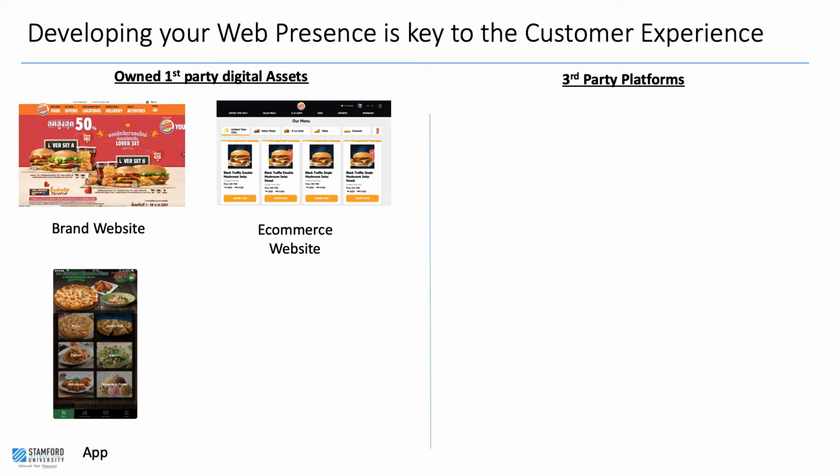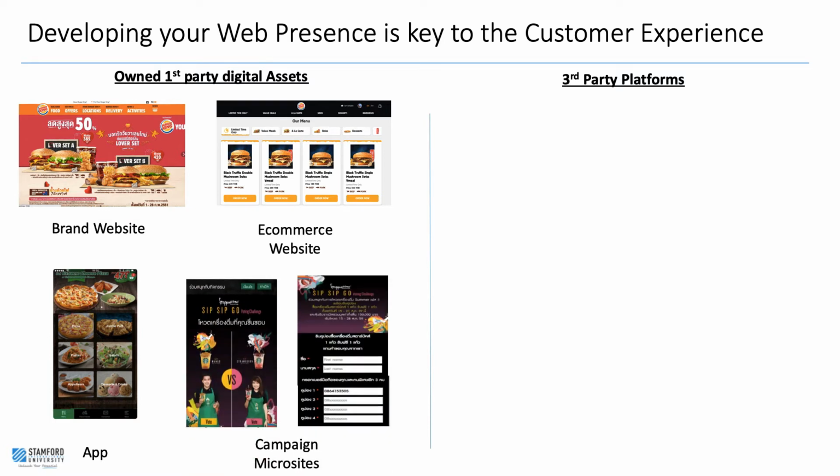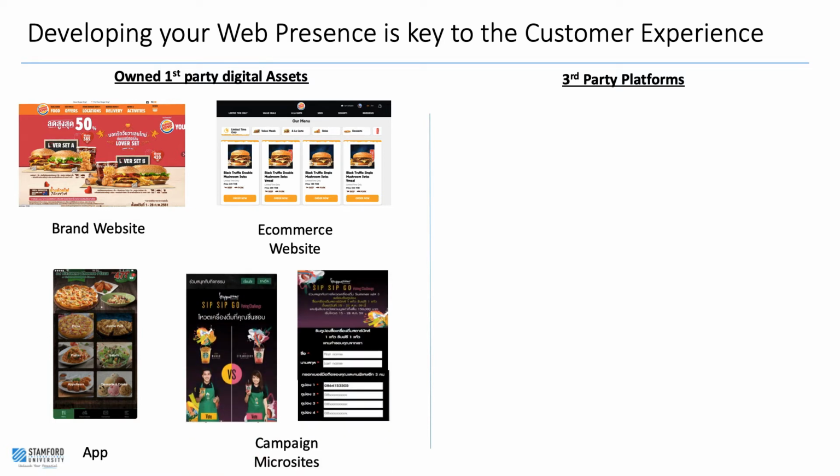And last but not least, in first-party digital assets would be your campaign microsites. So if you're going to run a campaign, like a short-term campaign, you may not have a permanent website, but something known as a campaign microsite. All right, so these are all your first-party digital assets. Now let's take a look at third-party platforms.